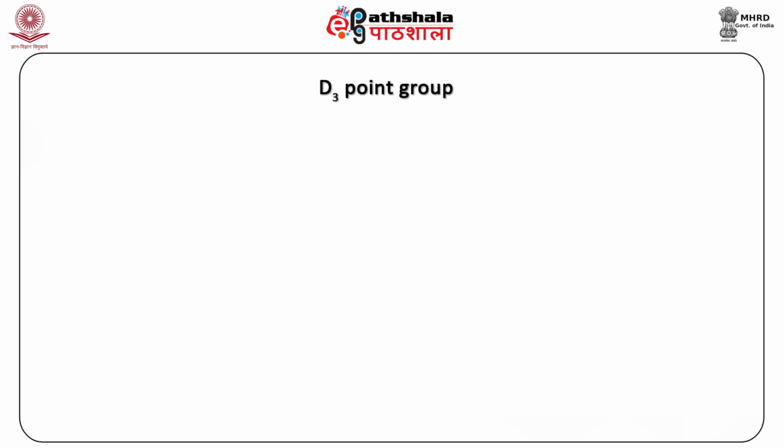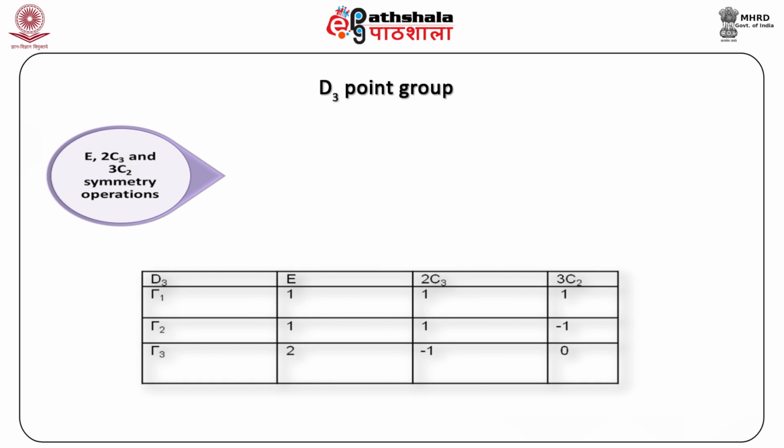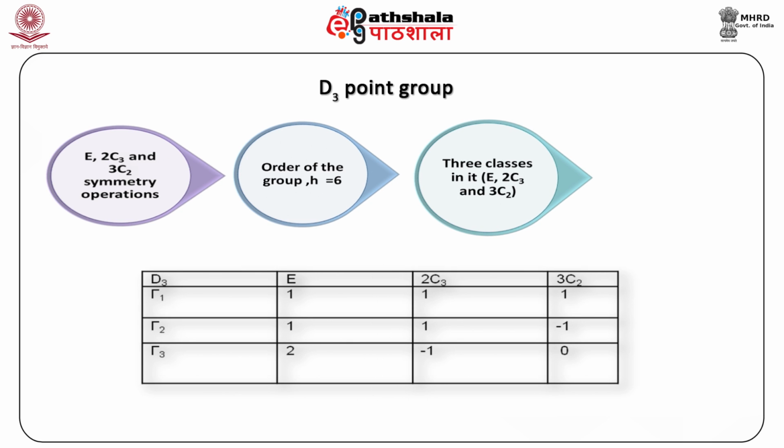You are already aware of the symmetry operations present in the D3 point group, that are E, 2C3 and 3C2. In total, there are 6 operations. Thus the order of the group h equals 6. There are 3 classes in it, E, 2C3 and 3C2. So, there will be 3 irreducible representations in this group, by rule 5. Let these be tau 1, tau 2, tau 3. Thus we can write the D3 table as shown.